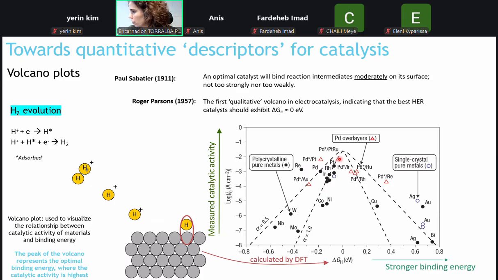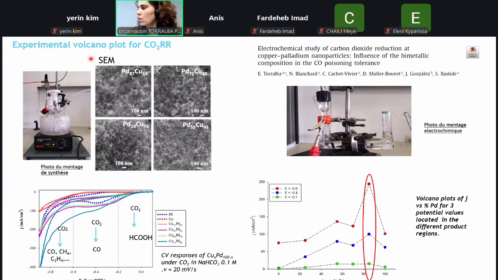Okay, so these kinds of plots were invented by Paul Sabatier for the hydrogen. So this is like the rigorous one, but then you can do a lot of modification. For example, this is another kind of volcano plot. It's not so stylish, but it's also useful. So this I just put for you to see an example. So here is an experimental volcano plot that we did for the CO2 reduction.